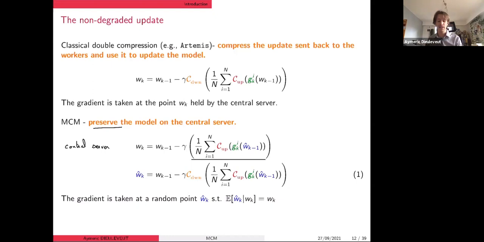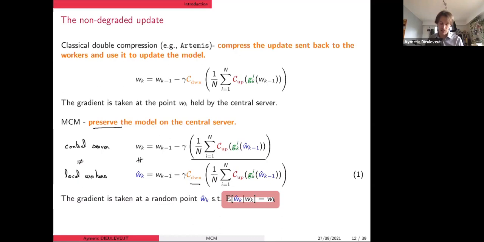We use all the information we have. And afterwards, we send a different update to the local workers. In order to ensure that the message is compressed when I send it to the local workers, I compress the information that I had received. It means that I have w_k and \hat{w}_k, which are different. One extremely important aspect of our approach is that we're always going to ensure that the expectation of the local iterate is basically the central iterate, the iterate held on the central server. So this unbiased property is going to be very important.